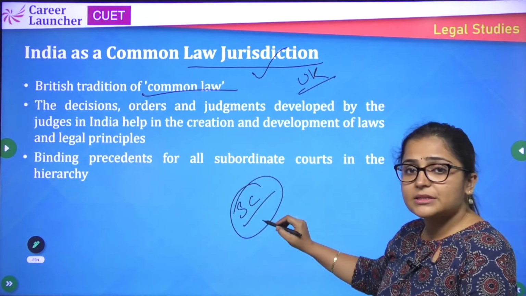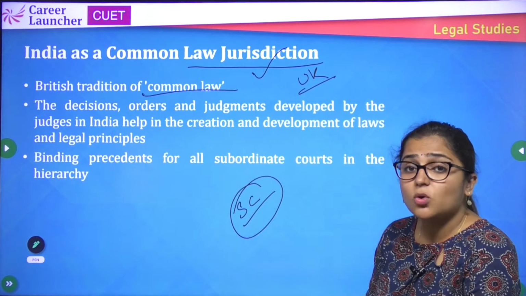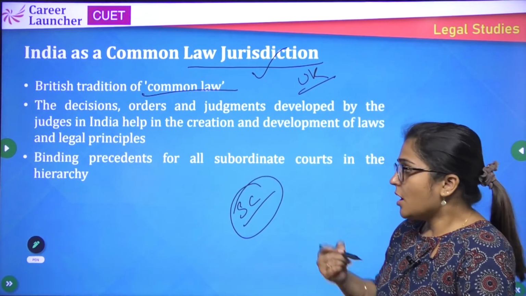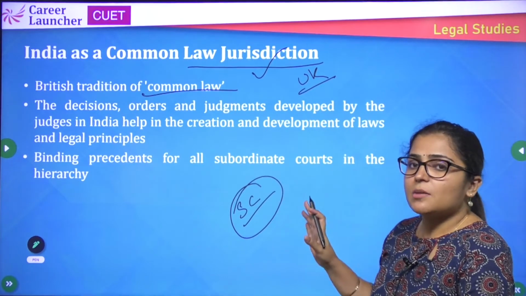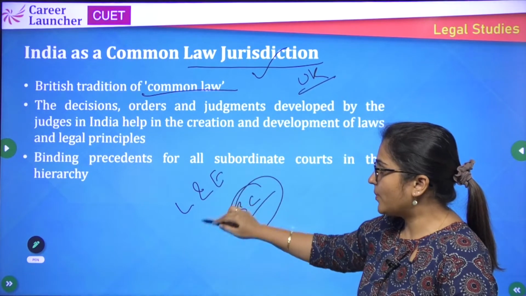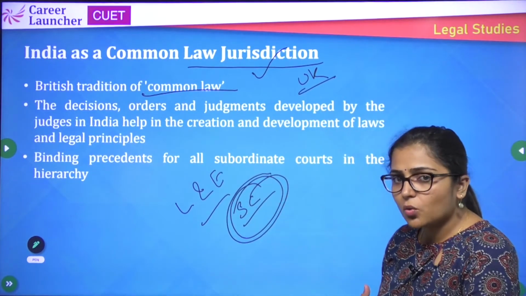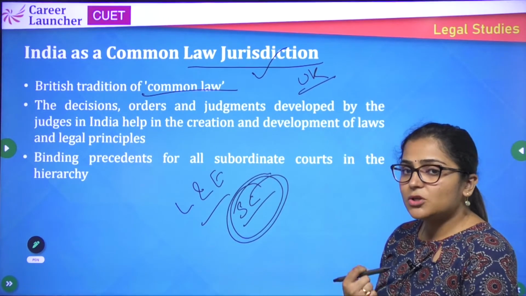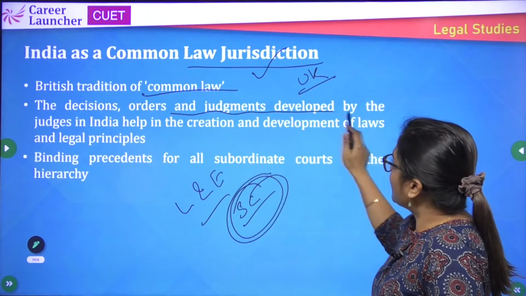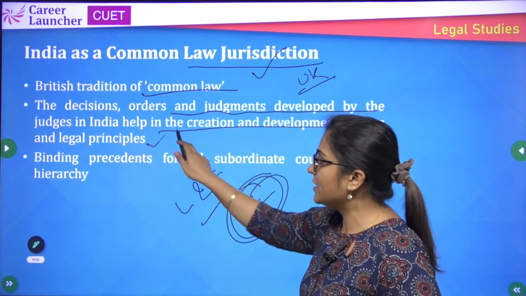So here we can say that it is a common law system where the judiciary has also been given the power to frame laws, which is not there in civil law. Generally, when we talk about law making power, it obviously lies with the legislature and executive, but under the common law system, the Supreme Court, or for that matter whichever court it is, does have the power to make laws to some extent. So the decisions, orders and judgments developed by judges in India help in the creation and development of laws and legal principles.